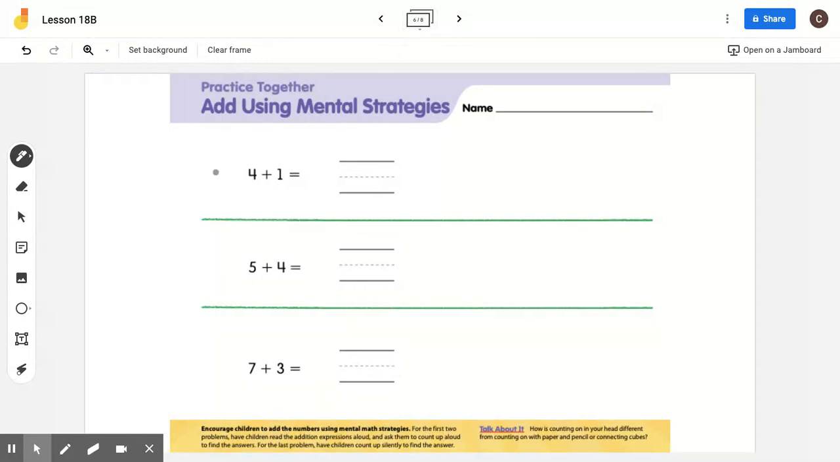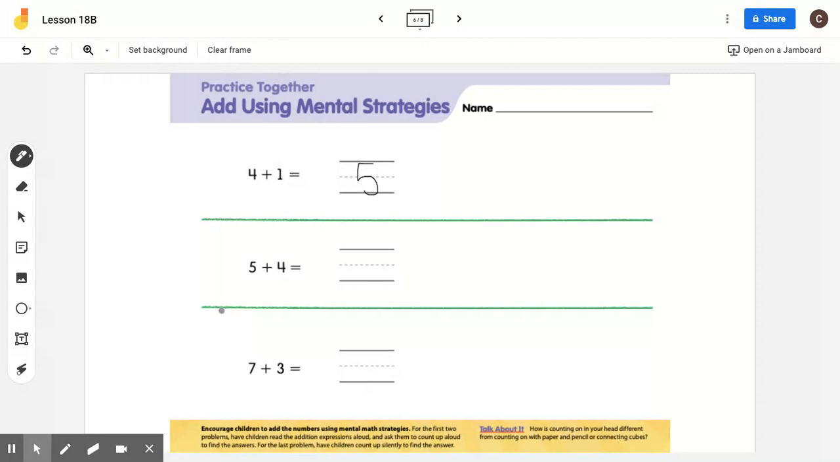So let's practice some more together using our mental strategies. Remember, we're not going to draw it out. We're going to really try to think about it in our head, and you can use your fingers or your brain to help you figure it out. Okay, so we have 4 plus 1. I want you to count up out loud. So if you're at 4 and you count up 1 more, 4 plus 1 would be 5. Very good.